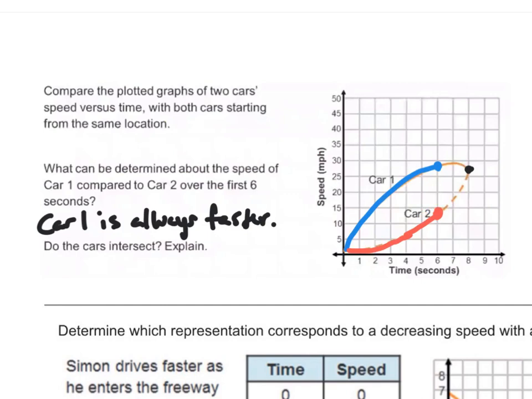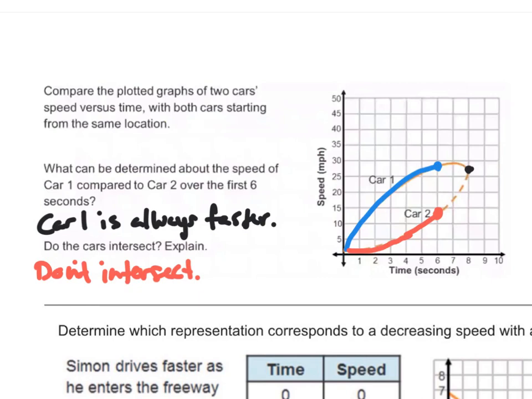So it's kind of a tricky question, but you really have to think about it in terms of, this car is always traveling faster than this car. So they don't intersect. Car 1 is going faster, so it's going to be ahead of car 2 the whole time. Eventually they will become the same speed, but we have no other information here. We don't know what's happening after 8 seconds. If car 2 were to end up going up here and becoming faster than car 1, then yeah.